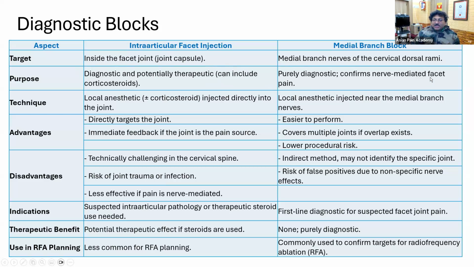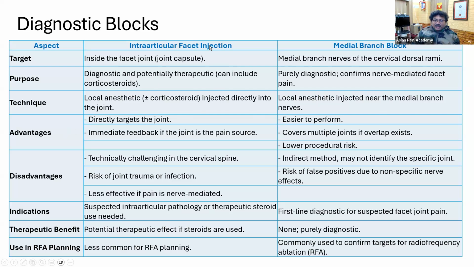Whereas in case of medial branch block, it is purely diagnostic because it confirms the pain, but it cannot give any relief. Because if there is an inflammation in the facet, and you are injecting a small amount of corticosteroid within the facet joint, there will be pain relief. But for the medial branch block, we usually do not add any steroid, so it's a purely diagnostic procedure. Technique: local anesthetic plus corticosteroid injected directly into the joint. Here it is the local anesthetic injected on the nerve supply of the joint.